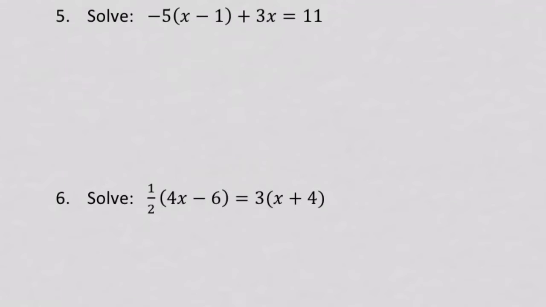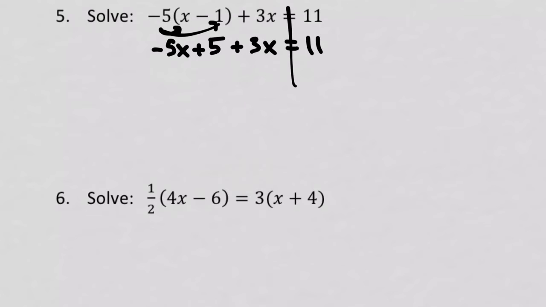Okay, so let's look at number 5. Negative 5 times the quantity x minus 1 plus 3x equals 11. I'm going to start this one by getting rid of the parentheses. To get rid of the parentheses, I'm going to distribute. So it's going to be negative 5 times x, negative 5x. Negative 5 times negative 1, check that one, be careful, that one is going to be positive 5. Negative 5 times negative 1, positive 5. And then plus the 3x that's already there. And on the other side of the equation, I have an 11.